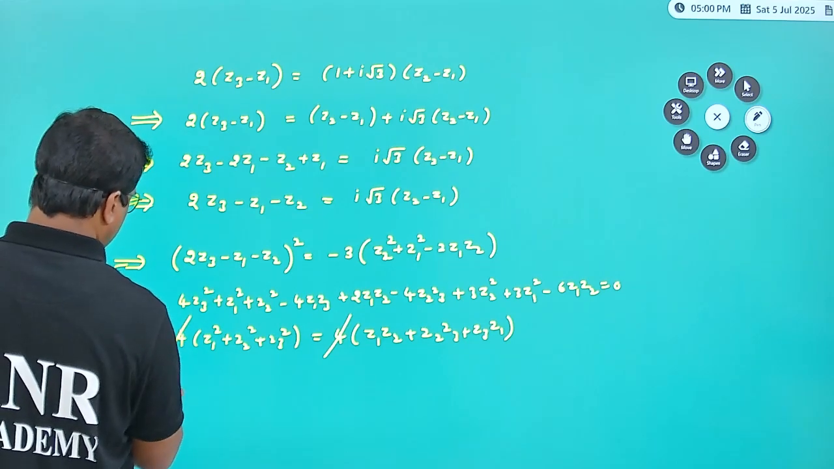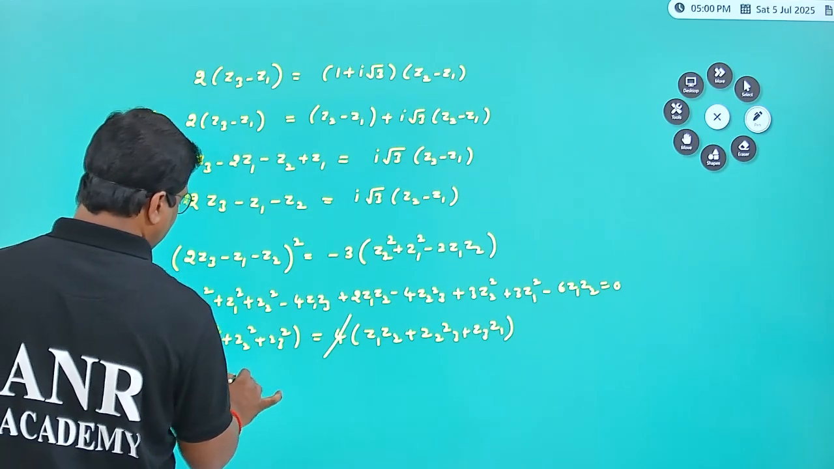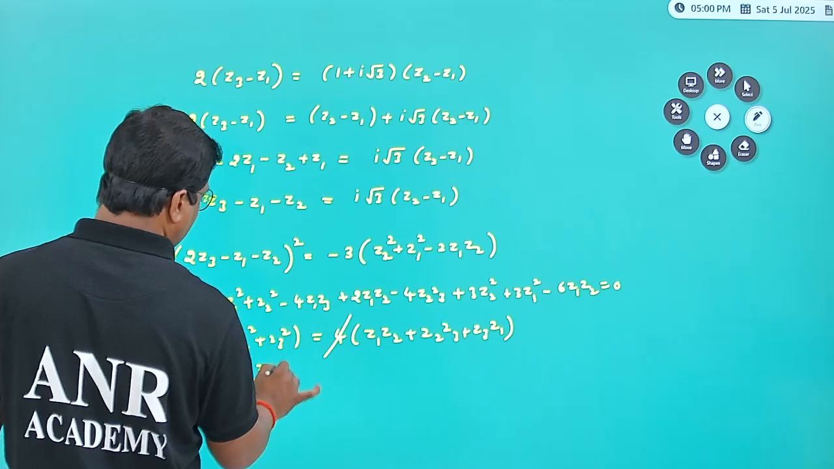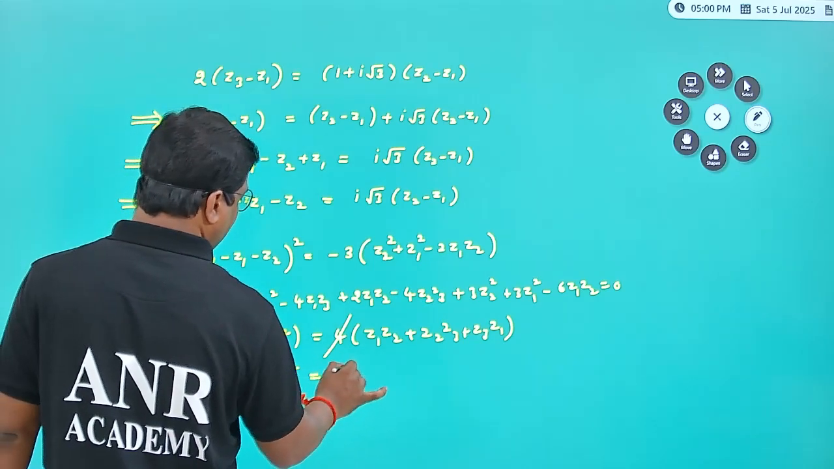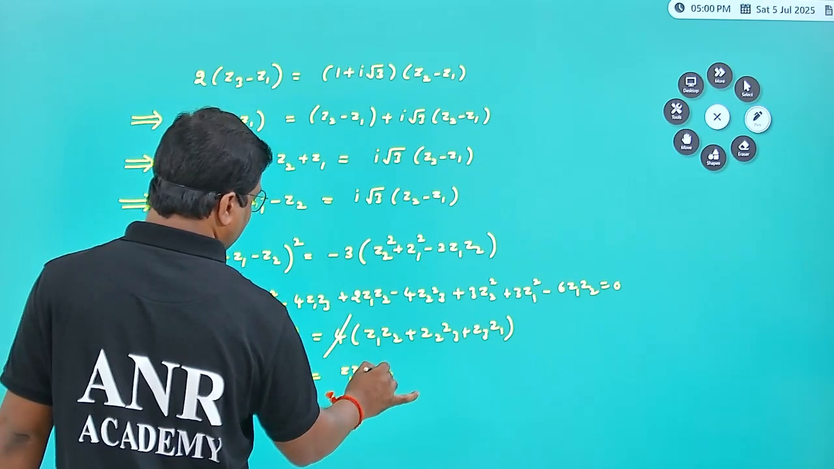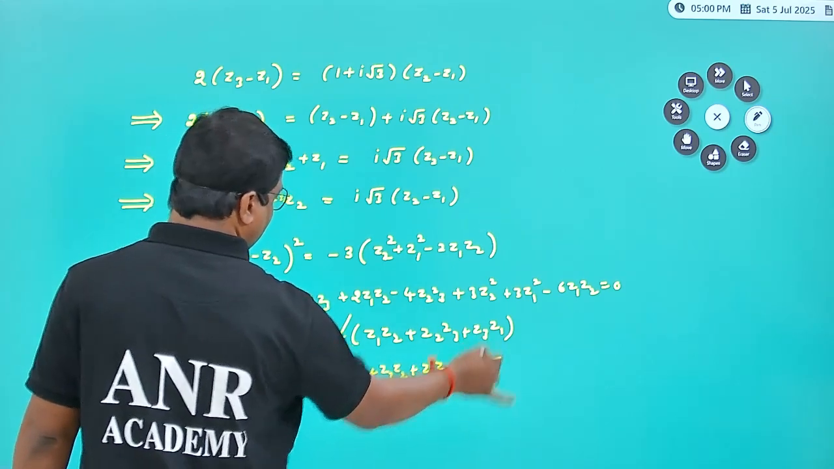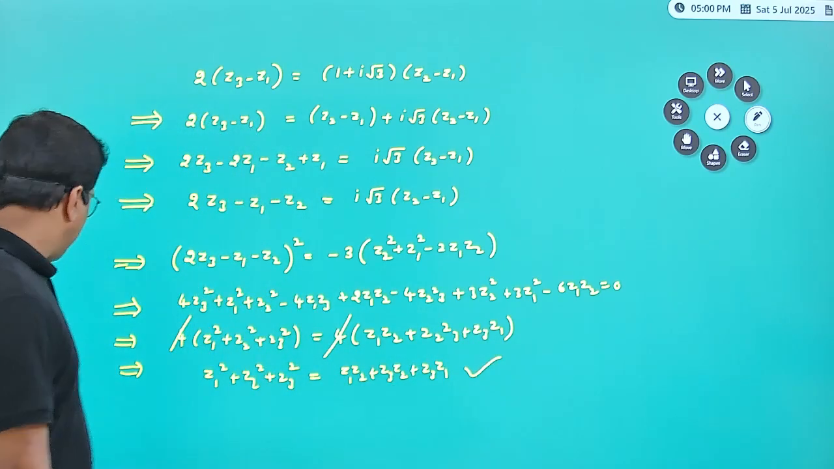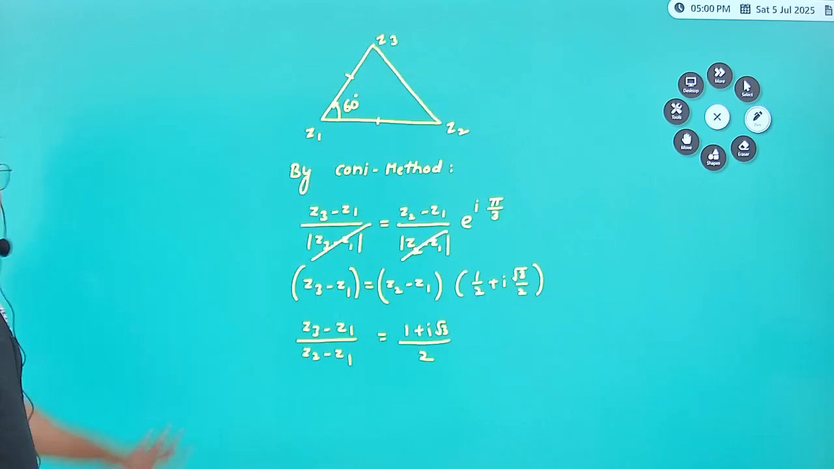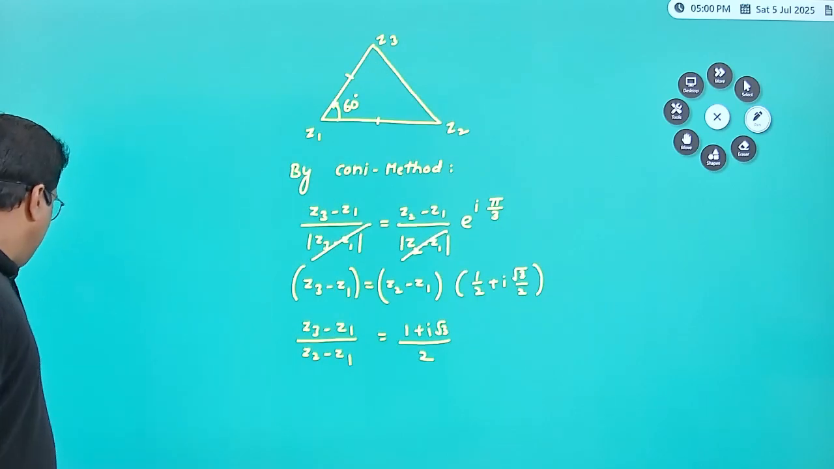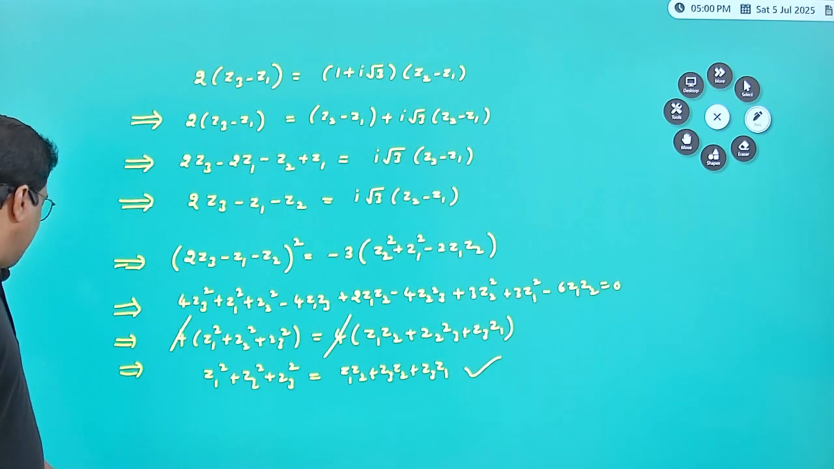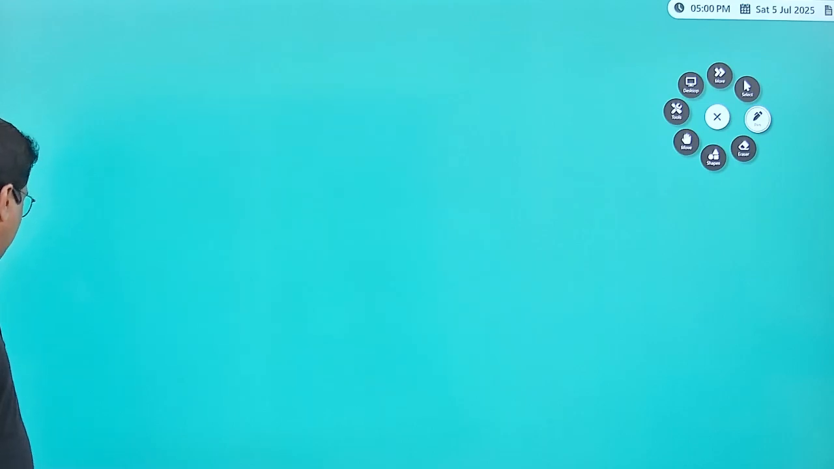So this is the first result, Z1 square plus Z2 square plus Z3 square equal to Z1 Z2 plus Z2 Z3 plus Z3 Z1. Okay. So in this way you can prove the result. Next, let us prove the second result.